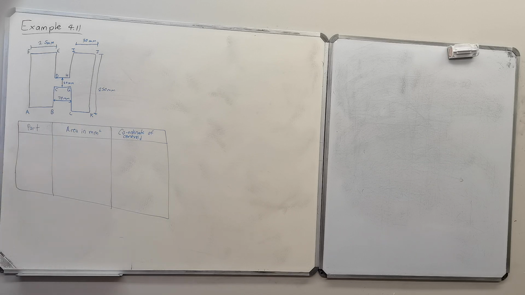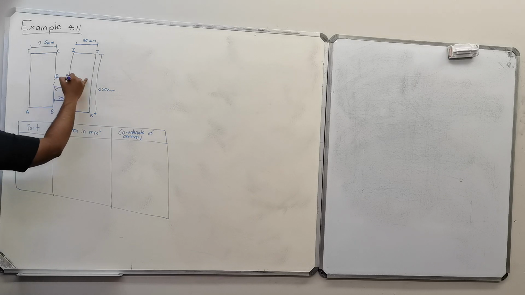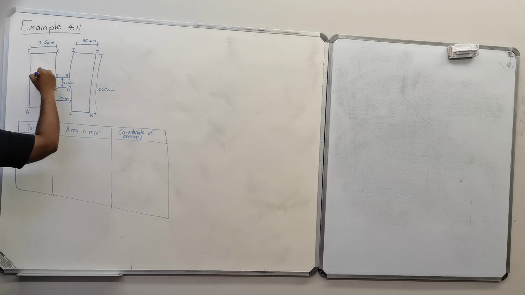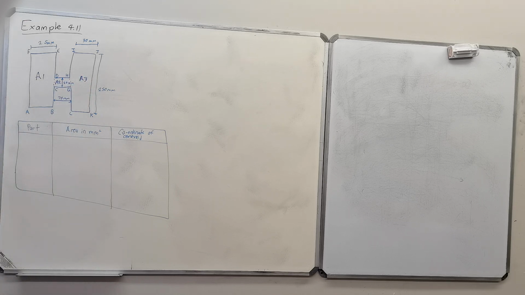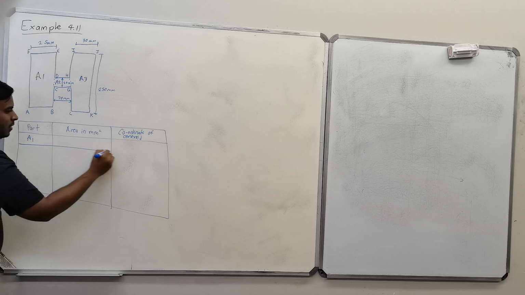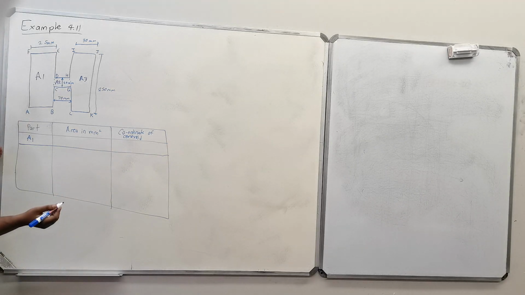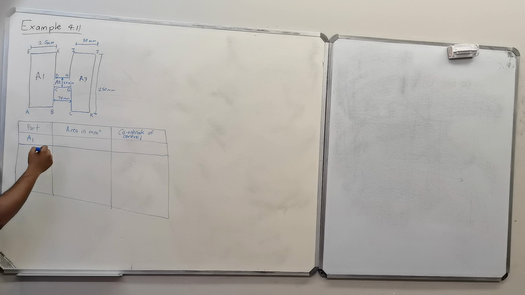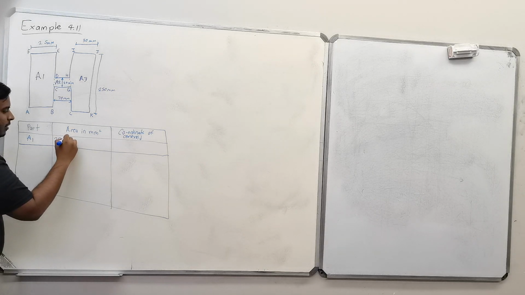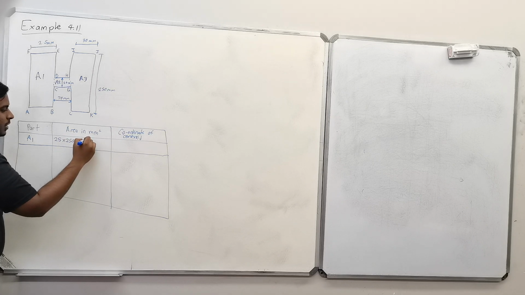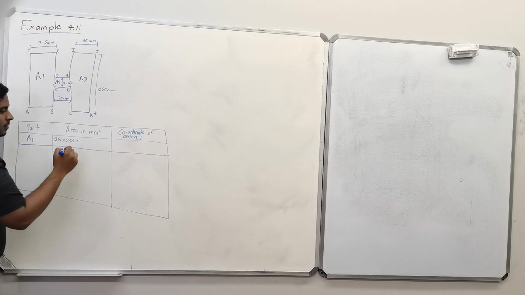What you're going to do is divide this into three shapes: area 1, area 2, area 3. Can you see the three shapes, right? It's three rectangles. So for your first part, A1, its area would be equal to what? It's a rectangle, length times breadth, right? So it will be 25 times 250, which is 625.